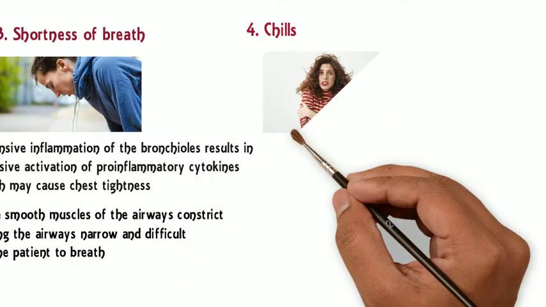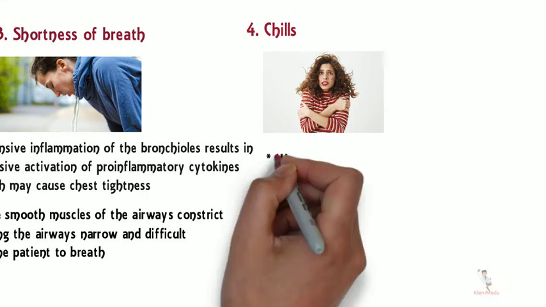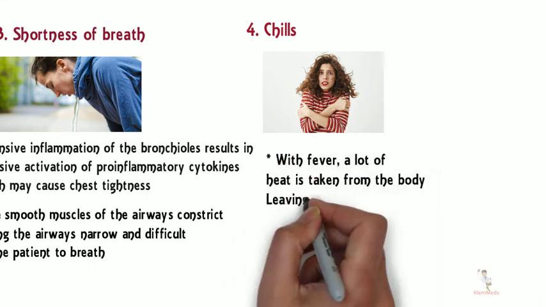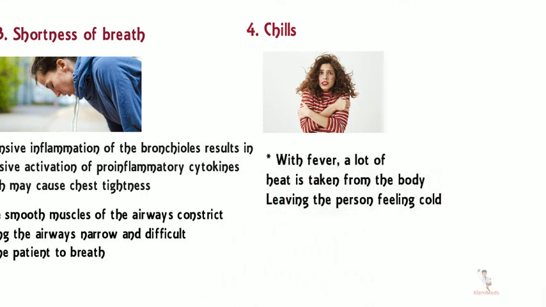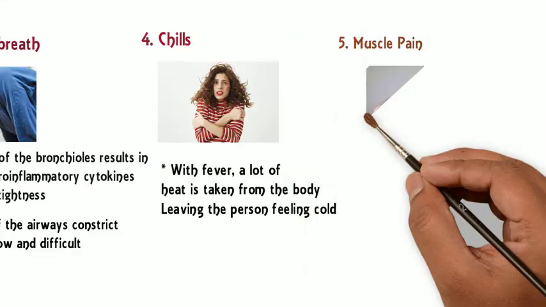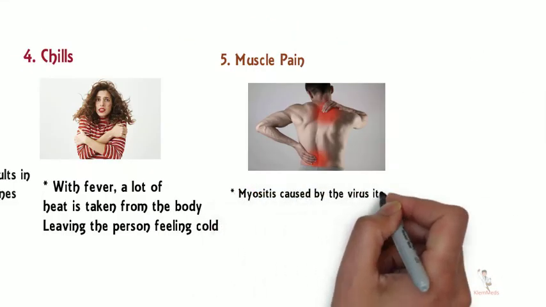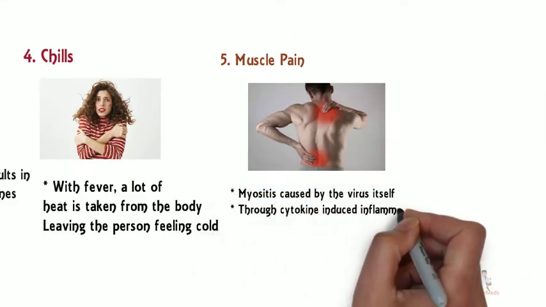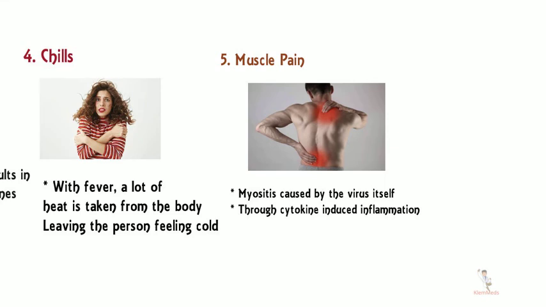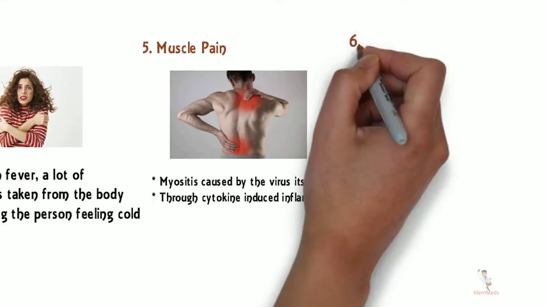The fourth one is chills. With high temperature, a lot of heat is expended from the body, leaving the person feeling very cold. So the fifth one is muscle pain. The first reason for the muscle pain when there is COVID-19 invasion is the presence of the virus itself in the muscle tissues, which induces inflammation. And the second one is that the pain may be a result of cytokine-induced inflammation.